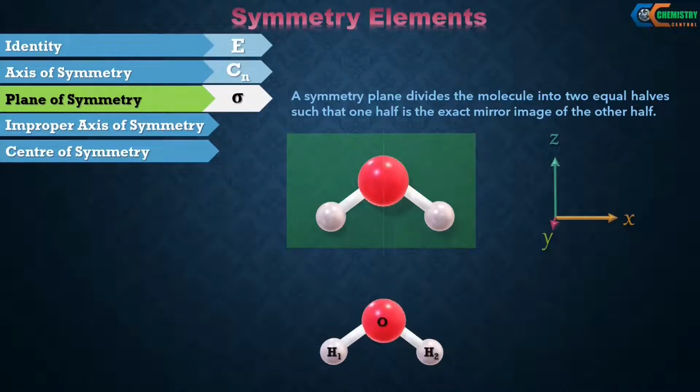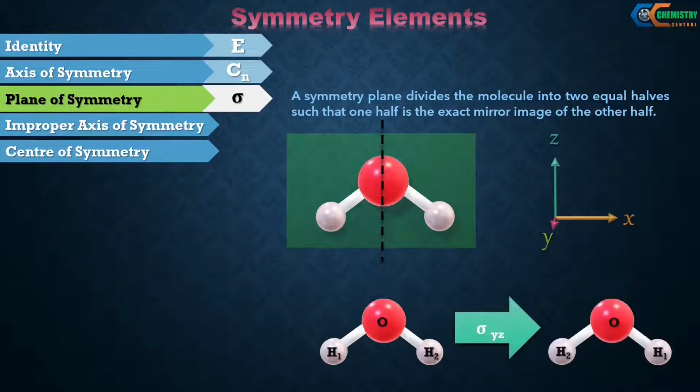Here the yz plane, represented by the black dashed line passing through the center of the molecule, divides the water molecule into two equal halves. After reflecting the water molecule through this plane, each of the hydrogen atoms reflects to the other's place while the oxygen atom remains in its original place.